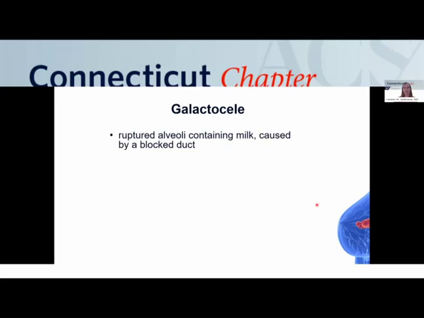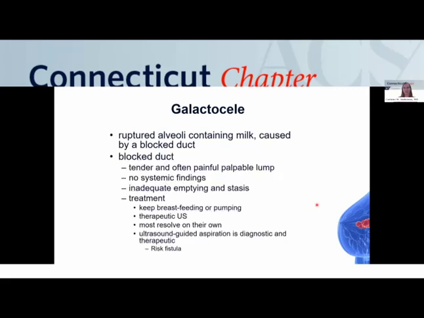This is ruptured alveoli containing milk, usually caused by a blocked duct. They present as a painful, tender, palpable lump, but unlike an abscess, there are no systemic findings. There's no fever, there's no erythema. The treatment is to keep breastfeeding or pumping. You can do therapeutic ultrasound. Most of these will resolve on their own, or an ultrasound-guided aspiration can be performed both for diagnostic and therapeutic reasons. The risk of fistula is extremely, extremely low.